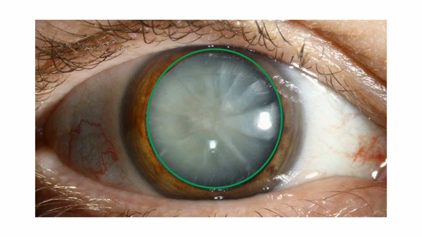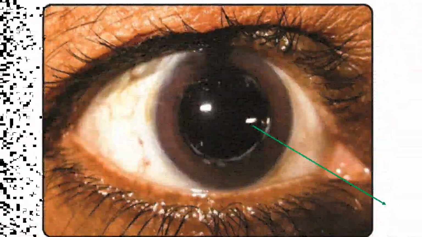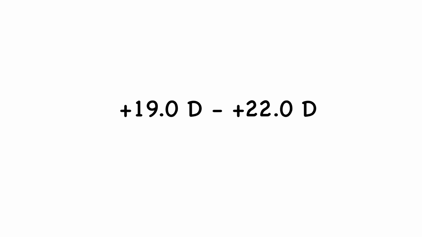Now, the idea of an intraocular lens is you replace this cloudy lens with a clear lens. Just like you would read with glasses, this same lens is implanted inside the eye and the cloudy lens is removed. When you undergo a cataract surgery, the lens is implanted in the same position where the original lens was. A normal eye would require a power in the range of plus 19 to plus 22 diopters.